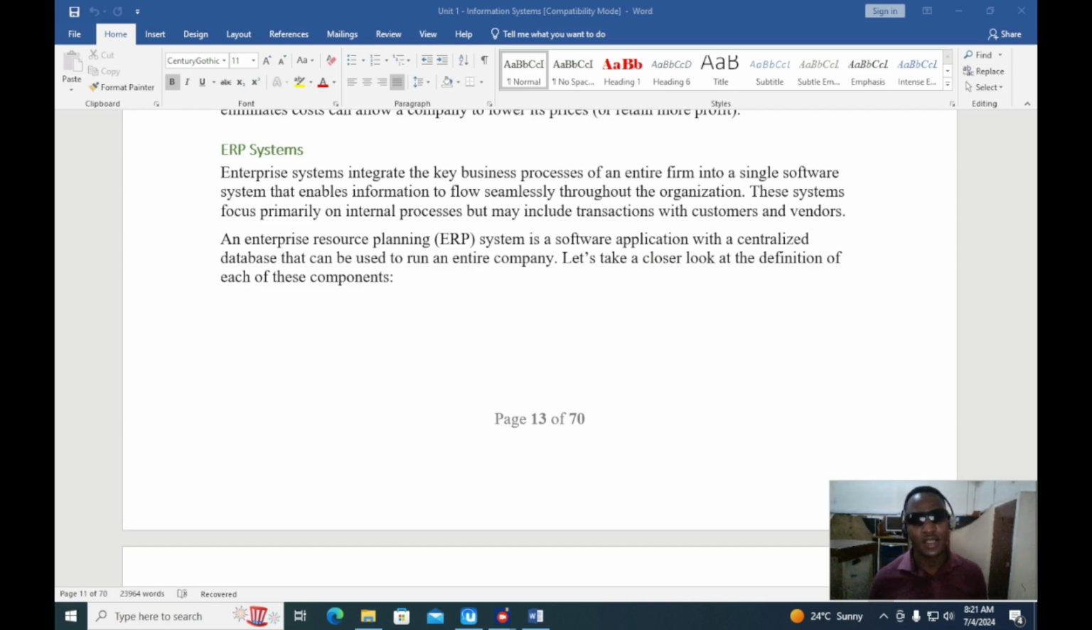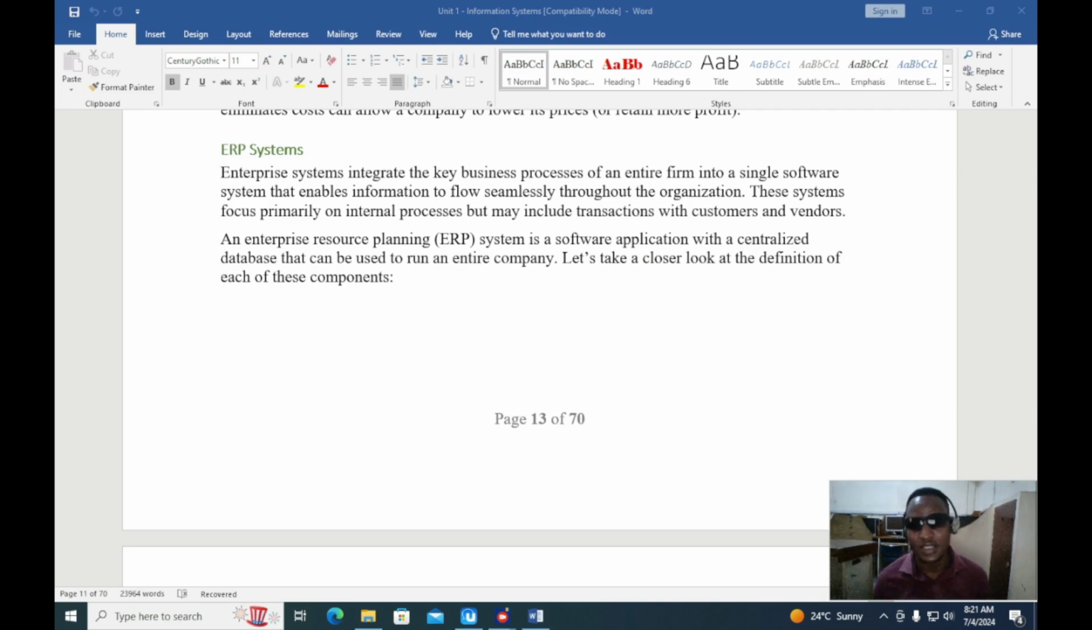An enterprise resource planning system is basically a software that has a centralized database. When we talk about a centralized database, we're talking about a standalone database for a company. It is the opposite of a distributed database. A distributed database means that we have different databases in different locations that are working together.